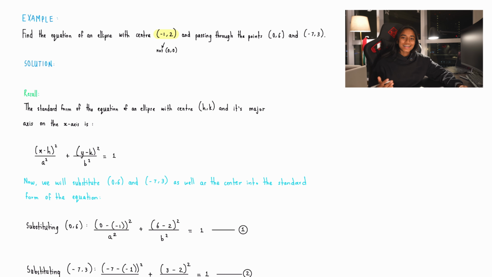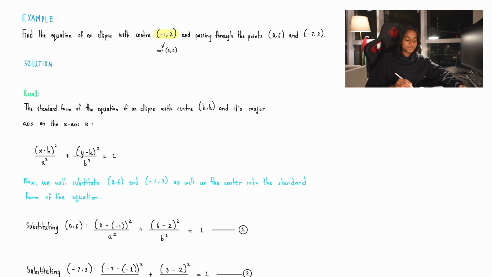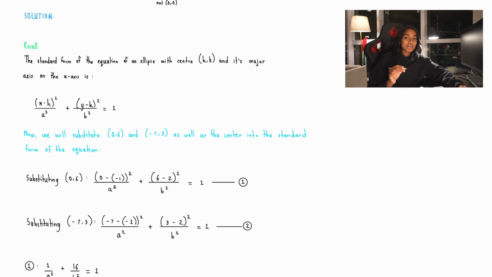So now we're going to look at an example. The example states to find the equation of an ellipse with center (minus 1, 2) and passing through the points (0, 6) and (minus 7, 3). The first thing that we notice is that the center is not (0, 0). So it's of the form (h, k), where h is minus 1 and k is 2. So we can recall that the standard form of the equation of an ellipse with center (h, k) and its major axis being the x-axis is this.